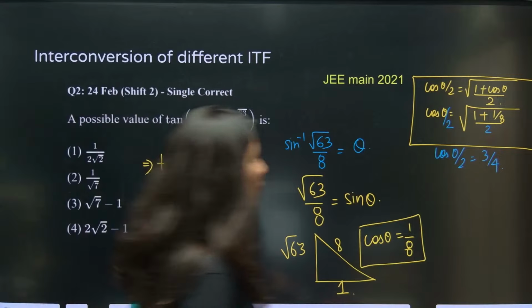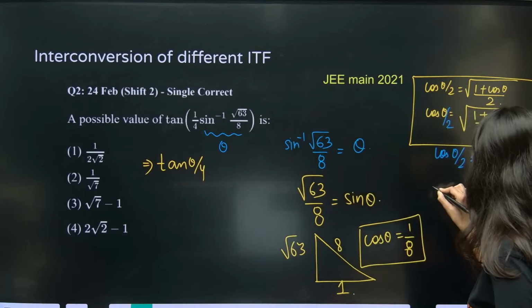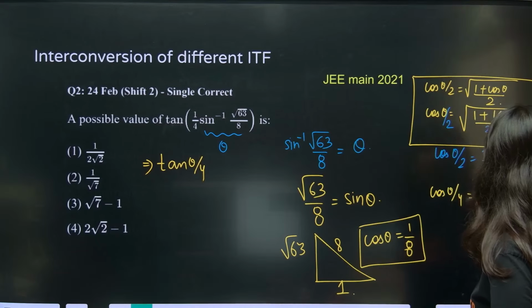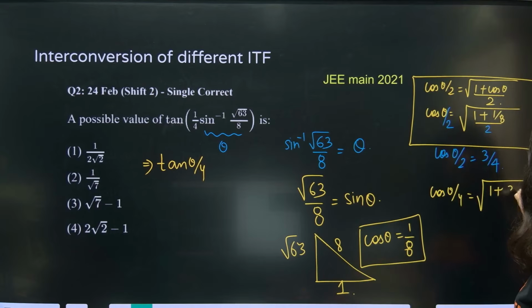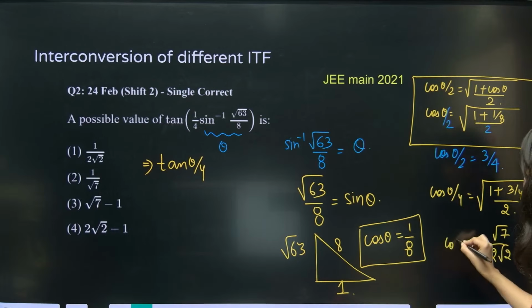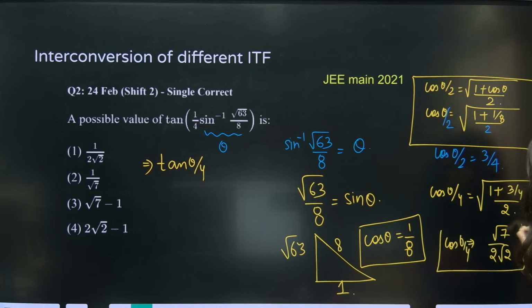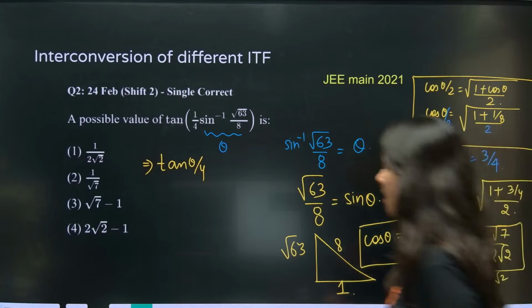Now, one more time I am going to apply the same technique. So now cos theta by 4 is what? Square root of (1 plus 3 by 4) by 2. So now it is going to be what? Tell me, ma'am. Root 7 upon 2 root 2 is cos theta by 4. Now cos theta by 4 you have, correct? So you can again draw this thing. So 2 root 2 is this, root 7 is this. So it is going to be 1. So what is the value of tan theta by 4? Tell me. Ma'am, it is going to be root 7.